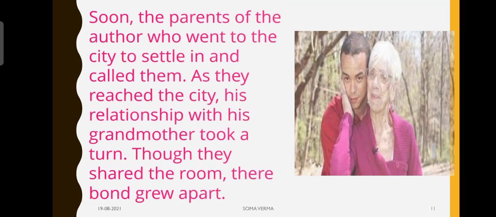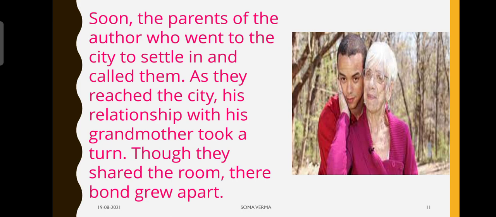Now, soon the parents of the author, who had gone to the city to settle in, called them. As they reached the city, the grandmother and Khushwant Singh, the author, who were staying in the village before, now shifted to the city along with their parents. Now his relationship with his grandmother took a turn. Though they shared the room, their bond grew apart. Slowly, as the boy was growing up, their choices and everything were changing, so their relationship, the bonding, grew apart.